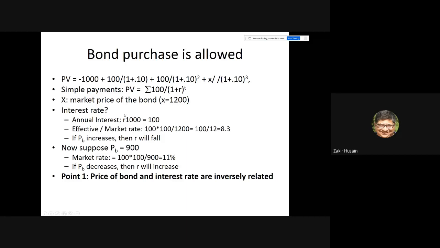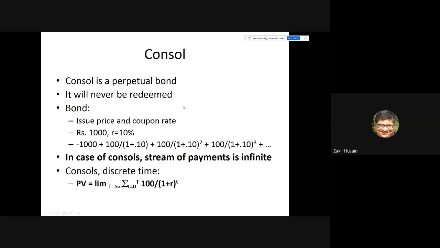Okay, so this is over here. I discussed the inverse relation between price of bond and interest rate, which you already know. Now let us consider a perpetual bond, which is never redeemed. So there's an issue price of 1,000 and you get 10% interest. And in case of consoles, the stream of payment is infinite. So it just goes on and on and on like this.